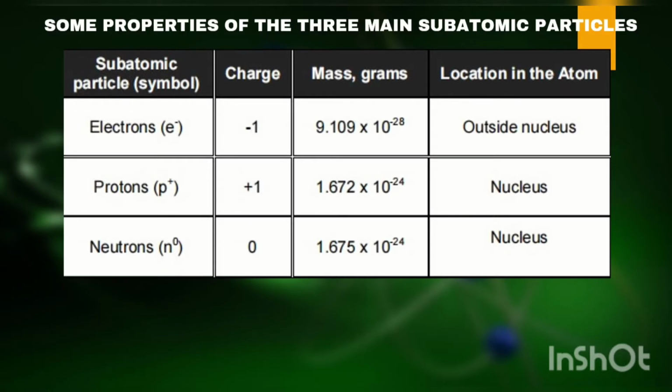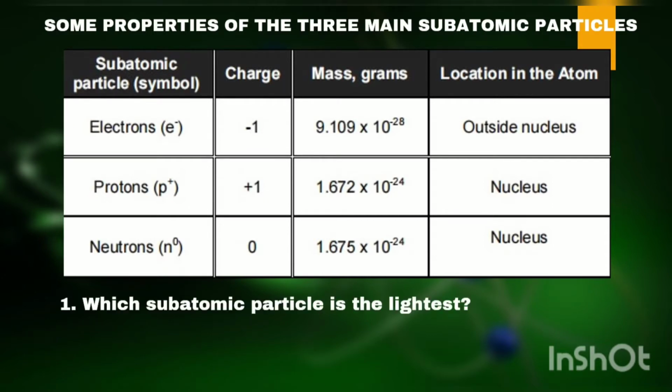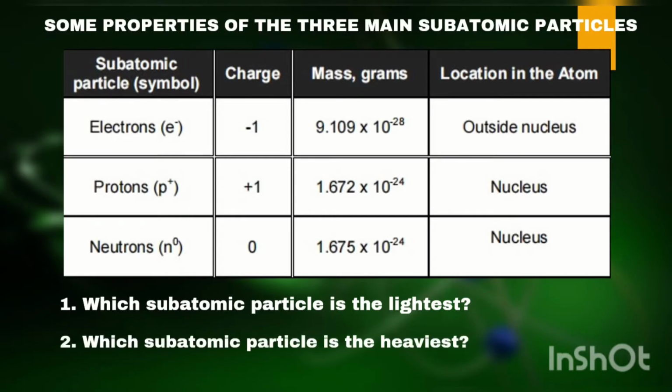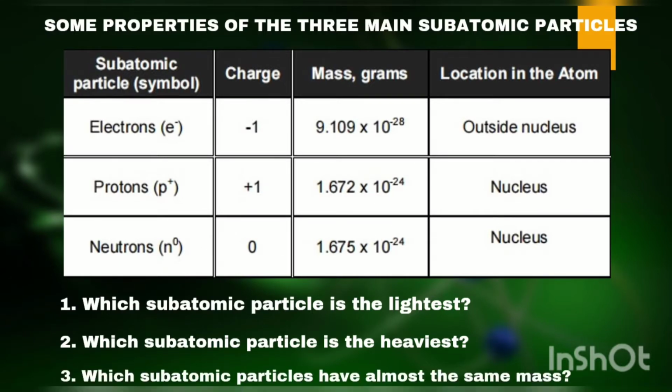Now, to help us understand this data, let us try to answer the following questions. Number 1. Which subatomic particle is the lightest? The electron. The electron is the lightest subatomic particle. Which subatomic particle is the heaviest? Our answer is neutrons. And number 3, which subatomic particles have almost the same mass? If we take a look at this data, we have protons and neutrons.